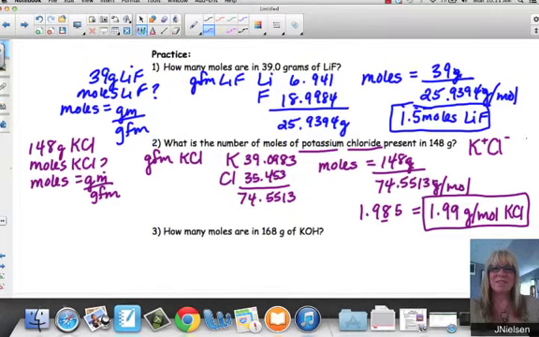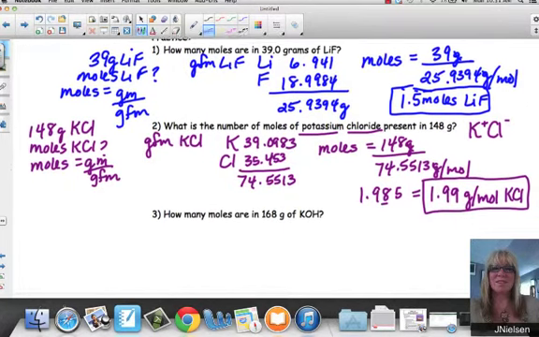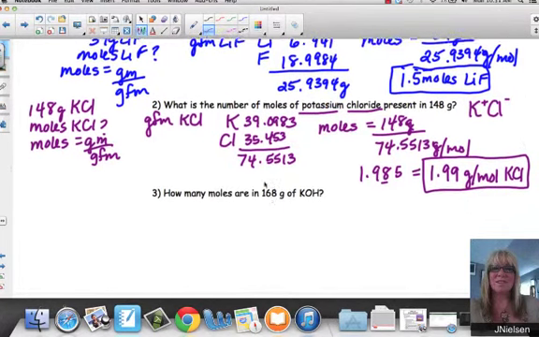You should really pause me and try to do this next one on your own. How many moles are in 168 grams of KOH? So I have 168 grams of KOH. I don't know my moles of KOH.